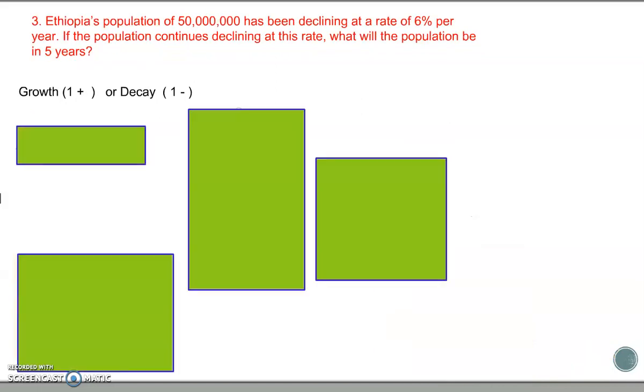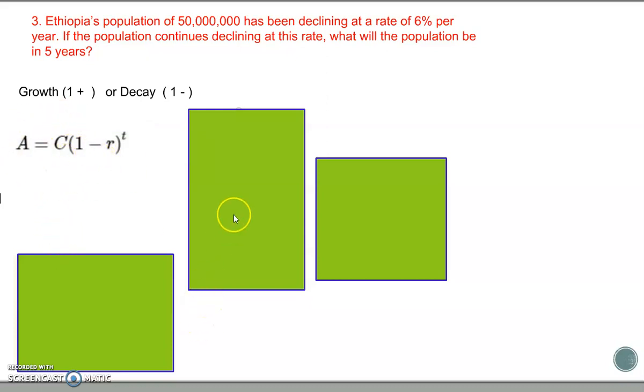And lastly, I want to do another one. Ethiopia's population is 50 million, and it's been declining at a rate of 6% per year. If the population continues declining at this rate, what will the population be in 5 years? Again, ask yourself, is it a growth or decay? Because we know it's declining, we know it's going to be a decay.